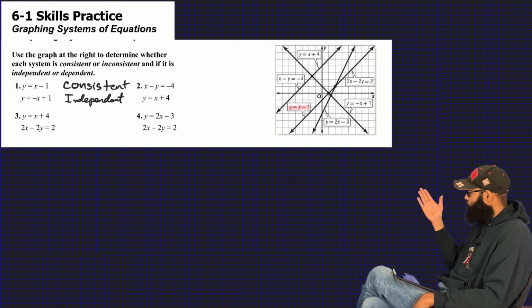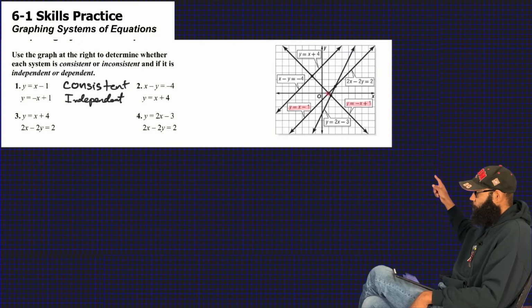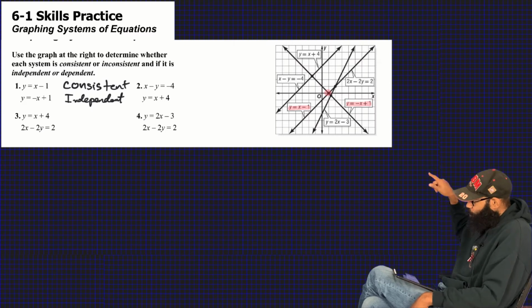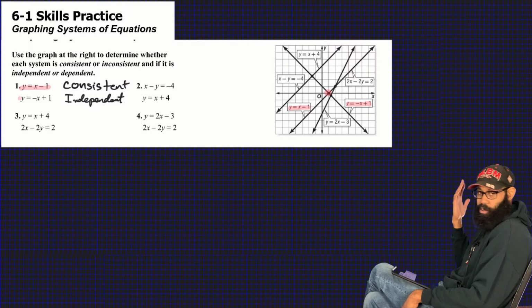So you see here, I'm highlighting the first equation of our system of equations, y is equal to x minus 1. You go up that one, you see, go up and down it. And there's the other one right there, right? And the second one, y is equal to negative x plus 1. There's where they intersect, right there. So one solution, which means it's consistent and independent. That's it. That's all you got, right?